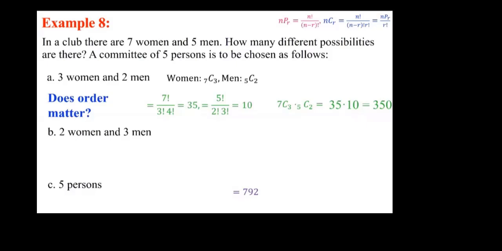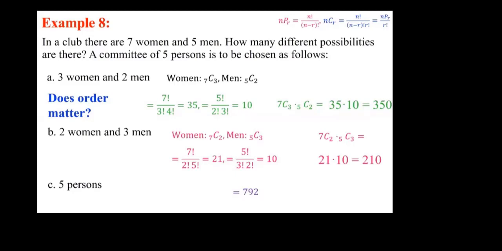Now we are looking at a slightly different type. In this case, we want the other way around. We want 2 women, so the combination for women would be C(7,2), and we want 3 men, C(5,3). And we do exactly the same thing. We calculate each piece using the combination formula. The first one is 7 factorial over 2 factorial times 5 factorial, and for men it would be 5 factorial over 3 factorial times 2 factorial. We multiply them, and we end up with 210.